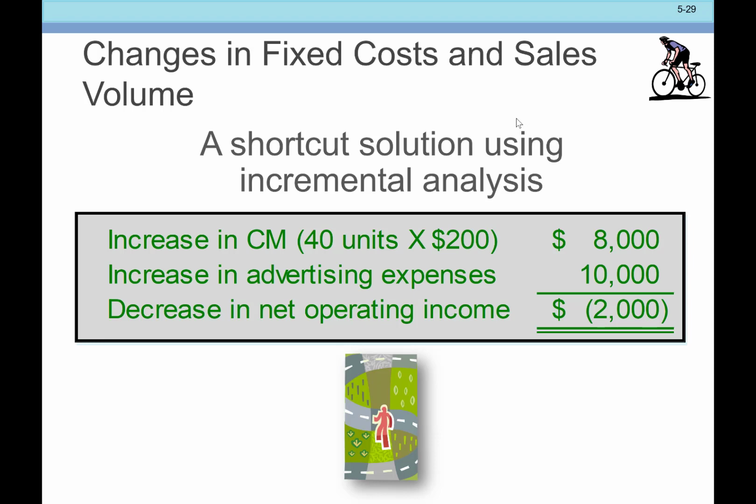My contribution margin is changing and my fixed costs are changing. It could be pretty easy to just say, well, look, I have a contribution margin per unit of $200. I'm going to sell 40 more units in this example. That's going to generate 8,000 more contribution margin. But if my fixed costs go up by 10, I'm losing what? 2, right? So some items you could sort of do them like this, quick and dirty, without having to prepare the full contribution income statement format.